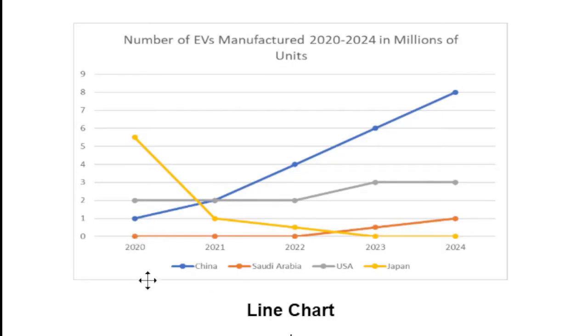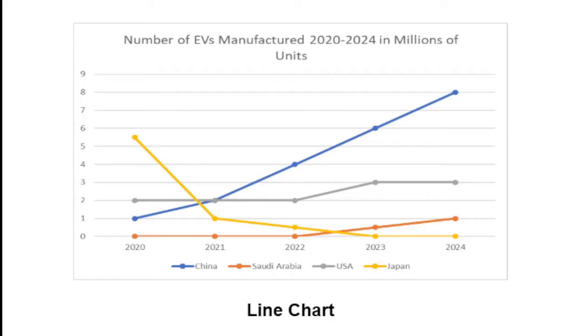And here we can see, for example, in China, in 2020, they made 1 million vehicles. It rose to 2 million in 2021, 4 million in 22, 5 million, 6 million in 2023, and 7 million in the year 2024. So we can see the increases for China, the decreases for Japan, and how in Saudi Arabia manufacturing has remained the same and increased only slightly. So this is a line chart.